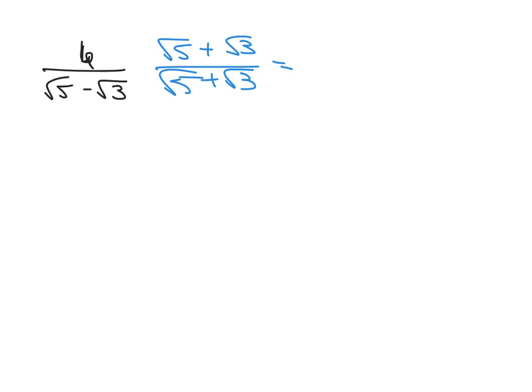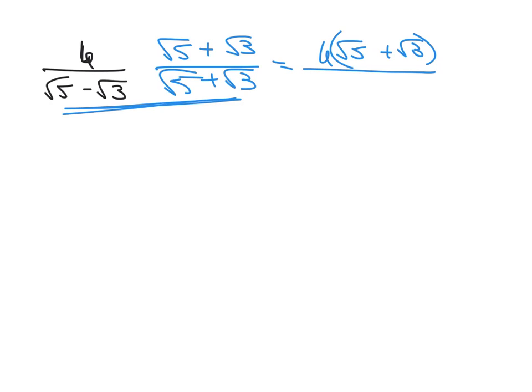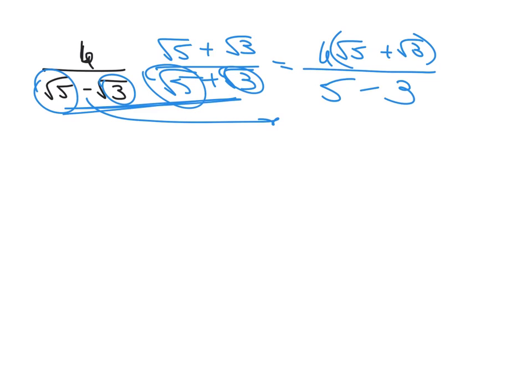And that gives me 6 times the square root of 5 plus square root of 3 in parentheses over. Remember, when you do conjugates, you square the first term, square the second term, and put the minus sign in there. So now we have 6 square root of 5. I'm distributing that 6 over 2, and you're done.